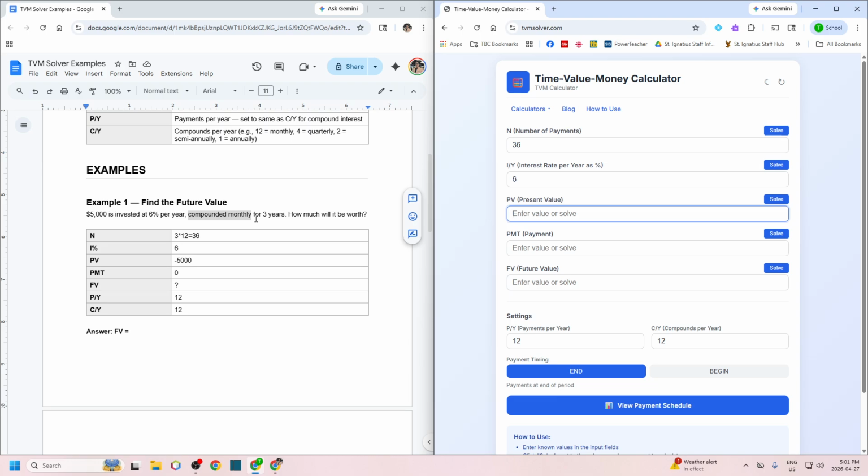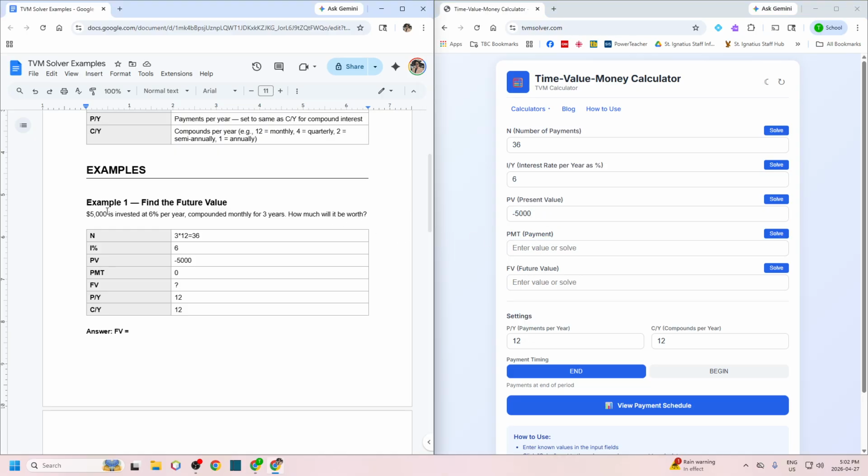The PV, here's where it gets a bit weird. It tells me I'm going to invest $5,000. With every TVM solver, you have to indicate using negatives the direction in which money is flowing. In this case, I'm going to put minus $5,000. The minus indicates that the money is going away from me. I'm going to give it to the bank. You can think of it as I'm going to lose $5,000. What's going to happen is it's going to compound, and then they're going to give it back to me, and it's going to be larger. So my final value would be a positive number because I'm going to receive that back. This negative just indicates that the money is going away from me.